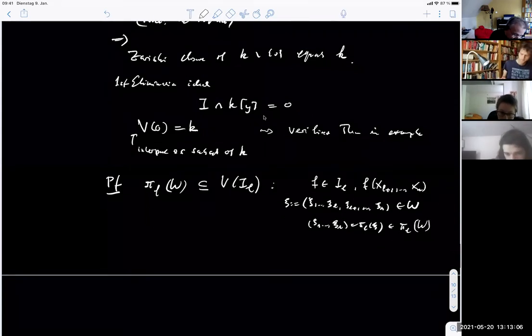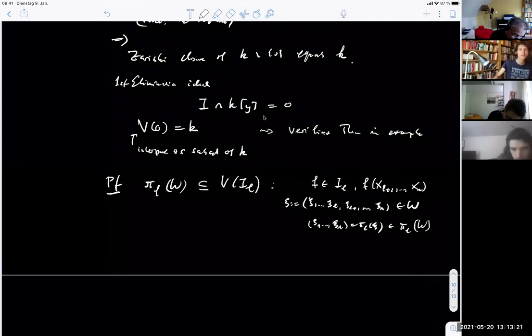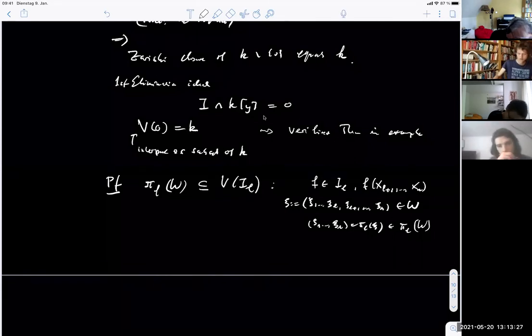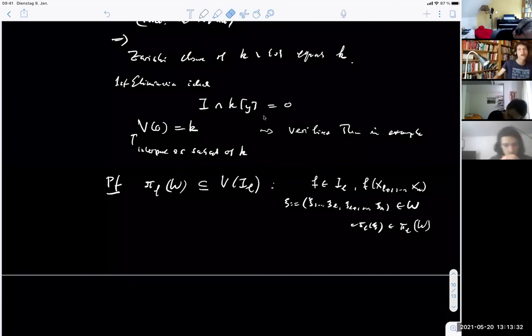But what happens? Sorry. Yes. Didn't we define pi L as the projection to K to the n minus L? So it should be from L plus 1 to n. Right. Maybe I got it wrong. No, you are all right.